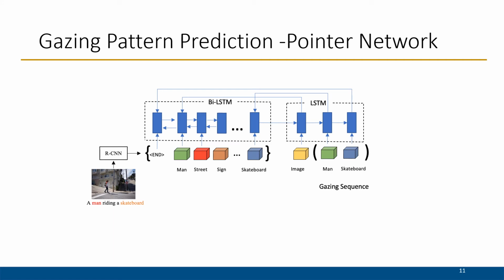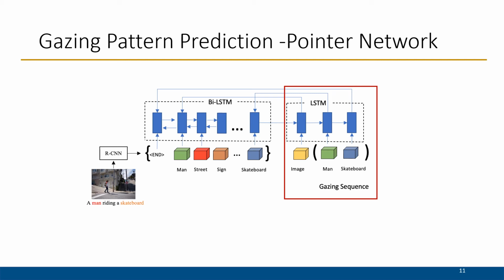For this purpose, we utilize the pointer network to model gazing pattern prediction. First, we extract all the regions from the image using RCNN. Then the encoder, an LSTM, learns features from a sequence of regions in an arbitrary order and encodes it into a hidden state that is used to initialize the decoder. The decoder is an LSTM which learns to point to the regions in order and generate the gazing sequence.